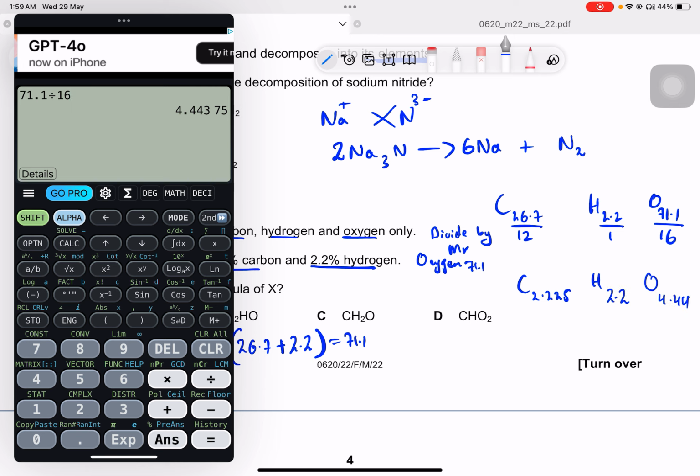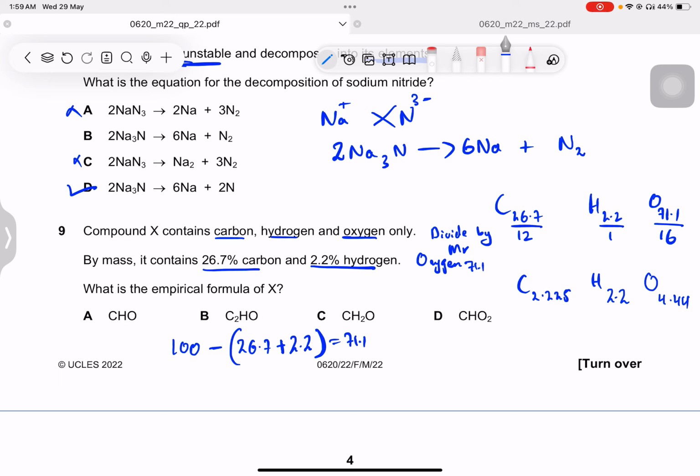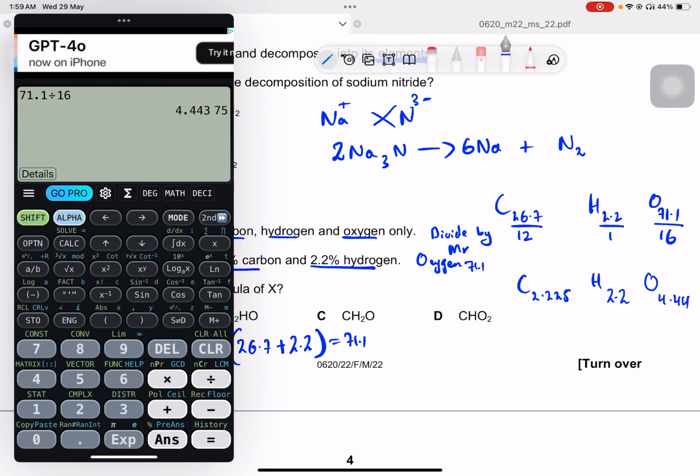Now empirical formula means that, I guess I didn't read the question completely. What is the empirical formula of X? So they're asking about the empirical formula. Empirical formula is the simplest whole number ratio of the elements in a compound. So the simplest whole number ratio will be calculated by dividing all of these by the smallest of the three. So the smallest is 2.2.